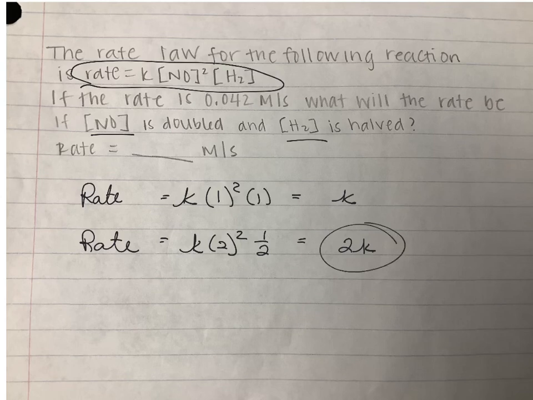So if we knew that the rate was 0.042 under the first set of conditions, doubling the first one and halving the second one will double the rate, and it will be 0.084.